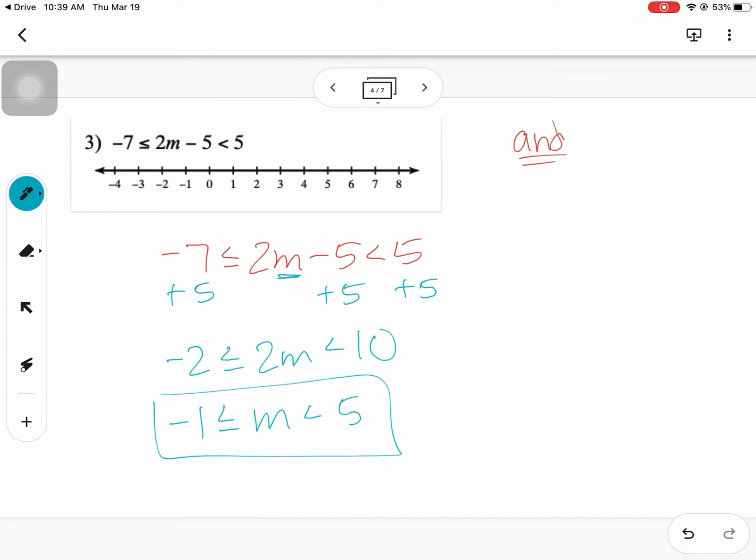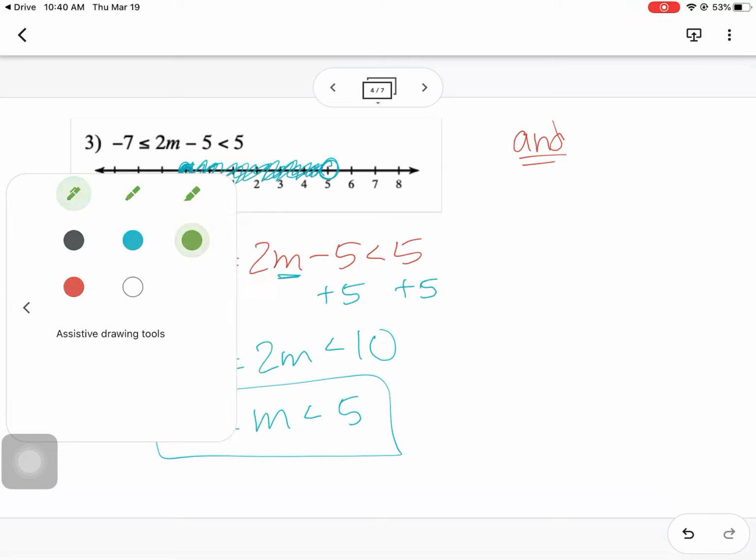Okay, when I go to graph that, it's going to be a closed circle on negative 1, an open circle on 5, and how this reads is negative 1 is less than m, which means that this m is really bigger than negative 1, and m is less than 5, so it's these values in between. It's the values that satisfy both inequalities.